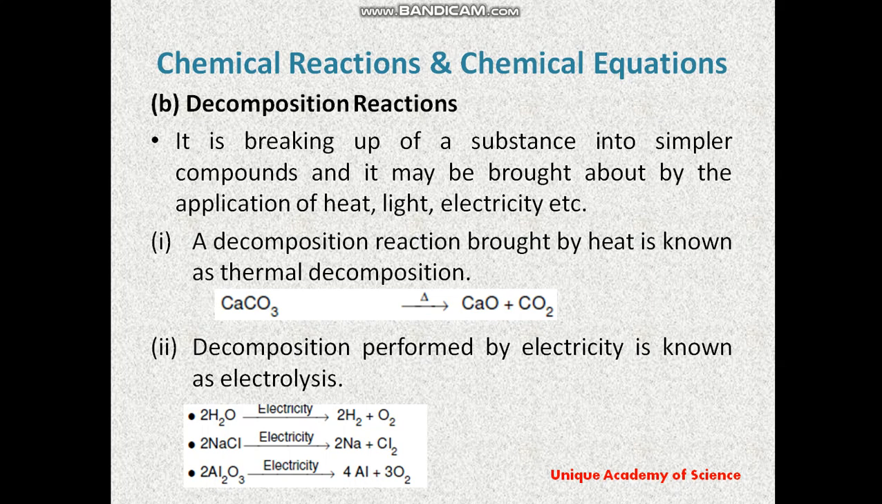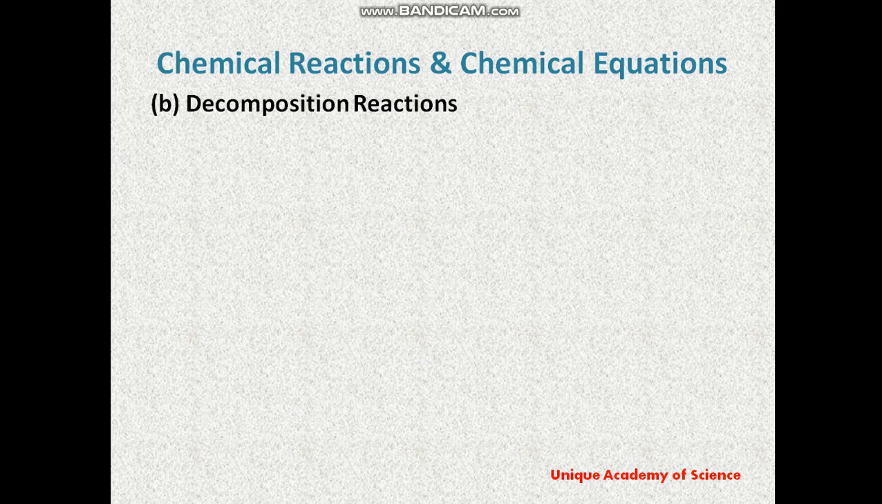Same as Al2O3, meaning alumina, aluminum oxide, so it gives aluminum and oxygen. So here we can say that it is the opposite type of chemical reaction to the addition reaction. Here we take only one single reactant and it is converted into two or more products, so it is known as decomposition.